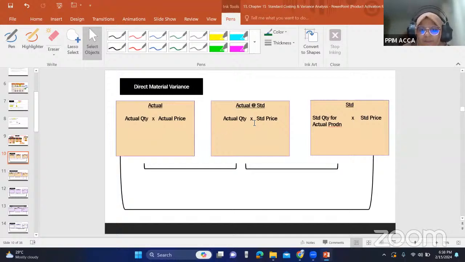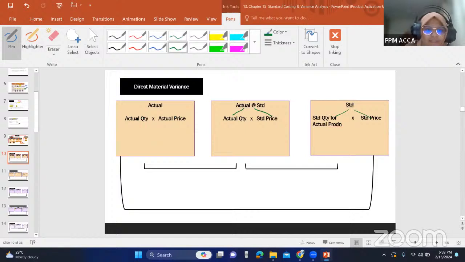Here, we put the actual quantity into standard price. It makes sense, no? It's actual at standard. So one has to be actual, one has to be standard. And here, we put the standard quantity for actual production into the standard price. So let me talk about each of them.